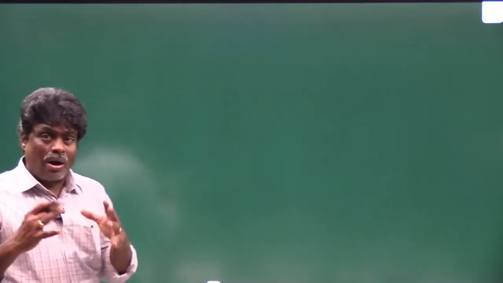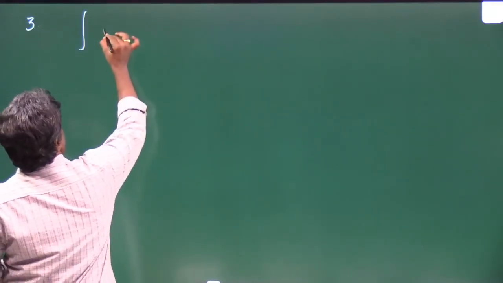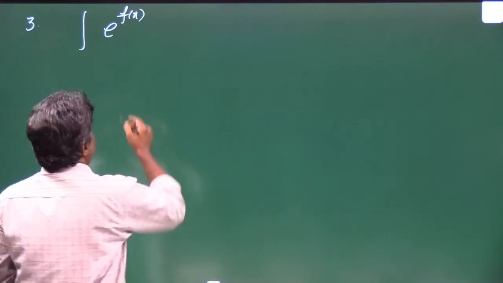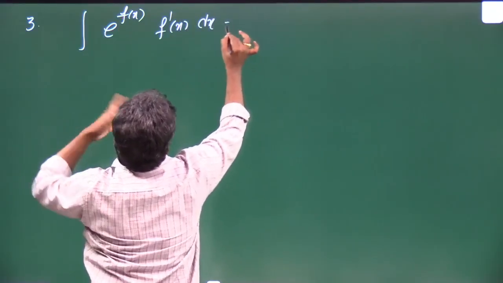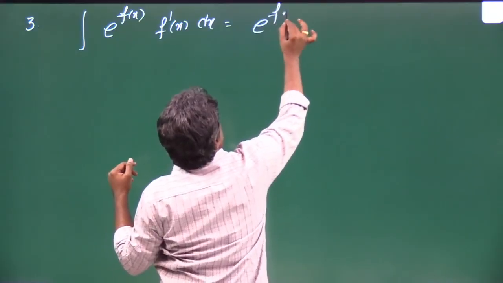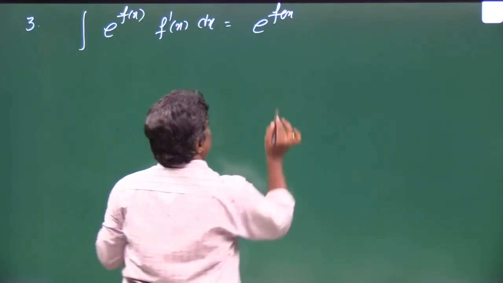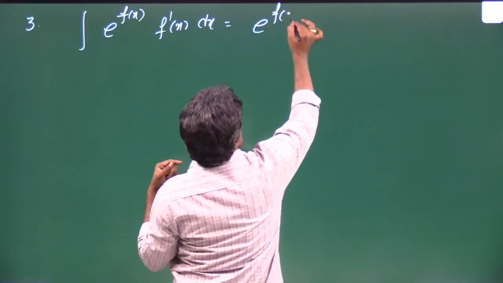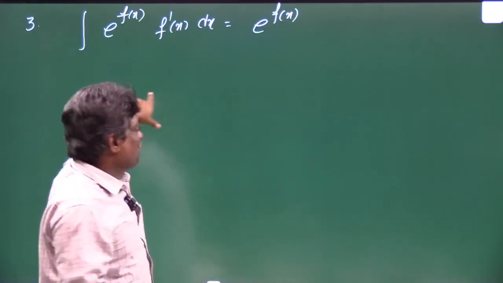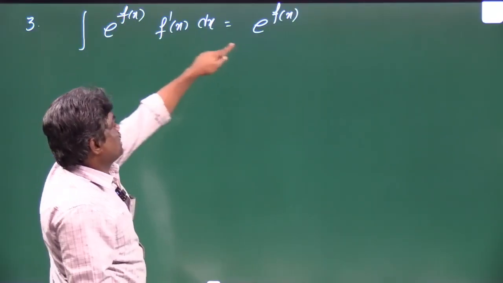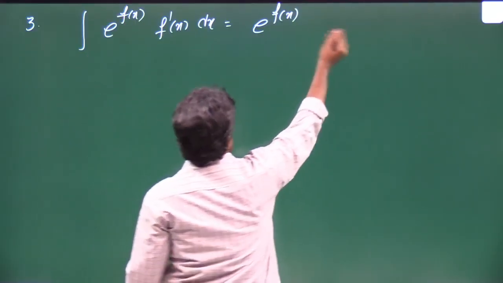So next we will take one more technique, that is the third one. For example, here we have integral e raised to f of x into the differentiation of that function, that is f dash of x dx. So the answer is simply e raised to f of x, because you know e raised to f of x differentiation is e raised to f of x into f dash of x, reverse. So integral e raised to f of x f dash of x is nothing but e raised to f of x. Of course, plus c will be there.